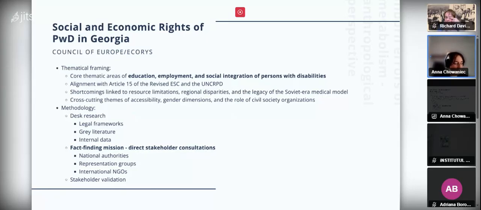As a result of this research, some themes emerged, including several systemic shortcomings that were a result of the political atmosphere and the legacy of the Soviet era. And as such, they were all deeply embedded in the historical and social context of Georgia. And also some cross-cutting issues did emerge.